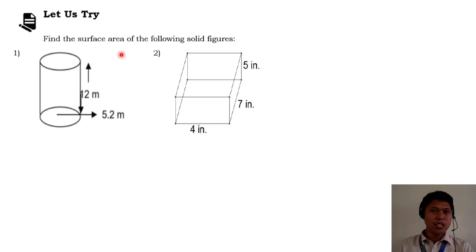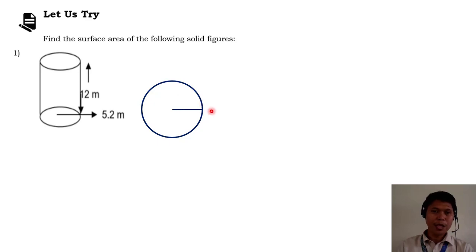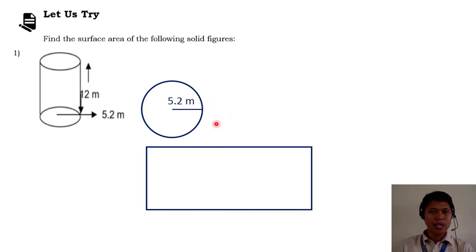Then we are going to proceed to the example presented in the "Let Us Try" activity. Let's take number 1. This is a cylinder. If you draw the net of this, it is composed of 2 circles and 1 rectangle. And the circle has this 5.2 meters, which is the radius, and the rectangle or parallelogram has the 12 meters, which is coming from the height.